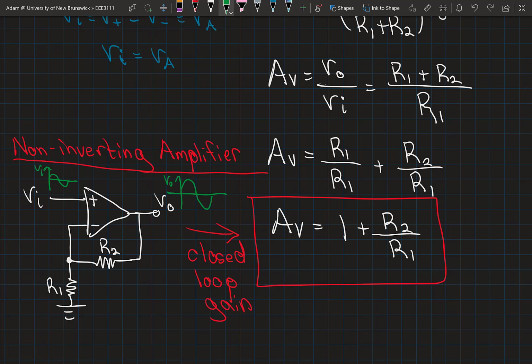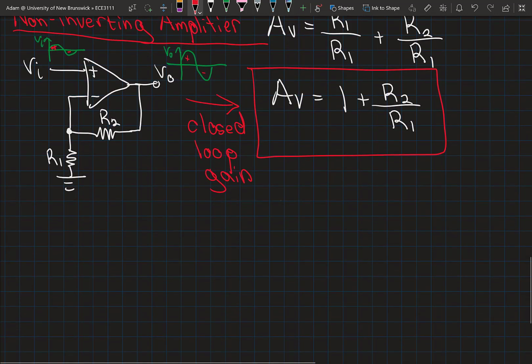But again, it will be in phase, right? This is going positive at the same time this is going positive. This is going negative at the same time this is going negative. Let me fix this here just to try to make my scale the same. So smaller signal, but again, this is positive at the same time as the output's positive. Okay, so that's a non-inverting amplifier.